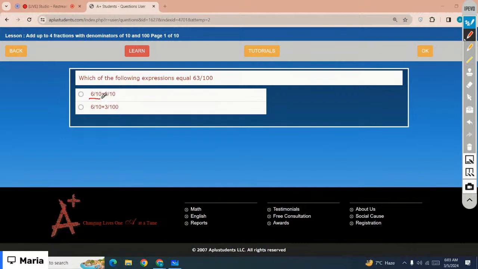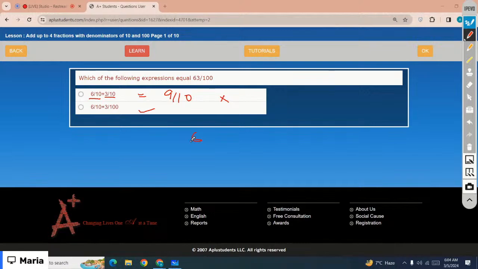Just look at the first one. That is 3 over 10 and 6 over 10, right? They have like denominators. Their denominator is exactly the same, 10 and 10. When you have like denominators, you simply add numerators. You do 6 plus 3, that is 9 over 10. That means this isn't the correct option. Option 2 is the correct option.